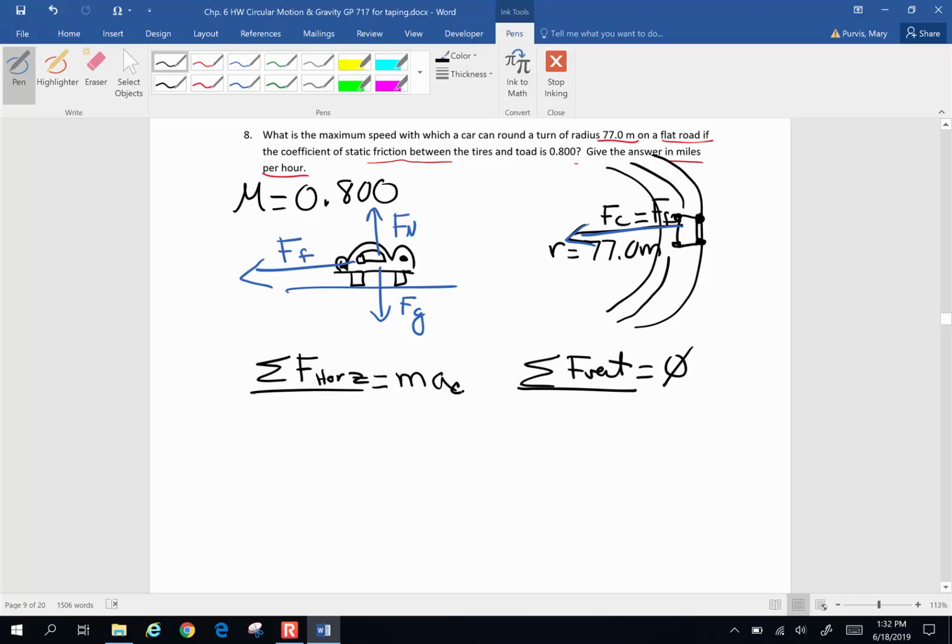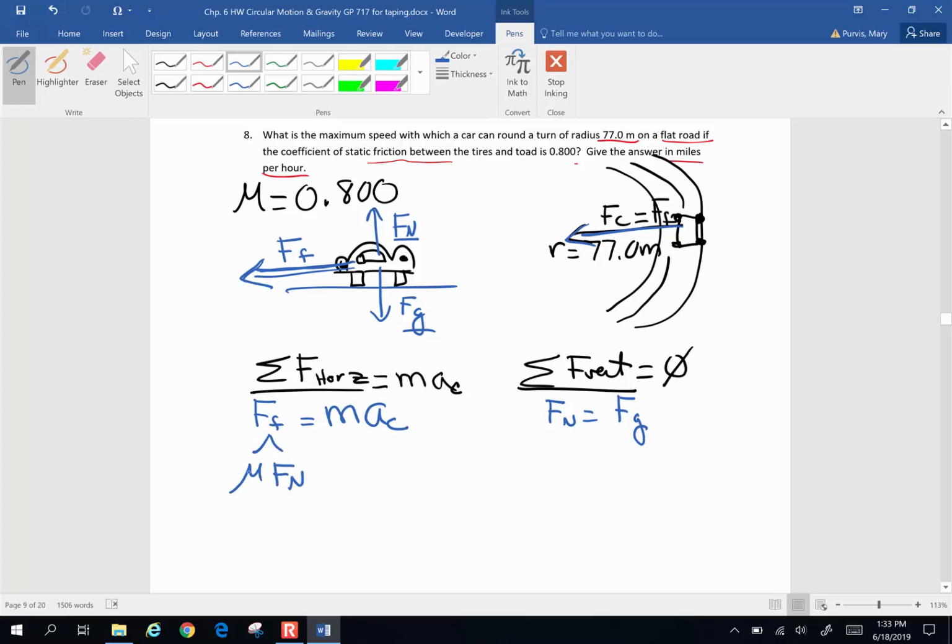So now we're going to go forth and create our equations. The friction force is the only force horizontally, so the friction force is going to make my mass centripetally accelerate. Vertically, my normal force up is going to be equal to my force of gravity down. Let's convert these into other things. You know friction force is equal to mu times normal force.